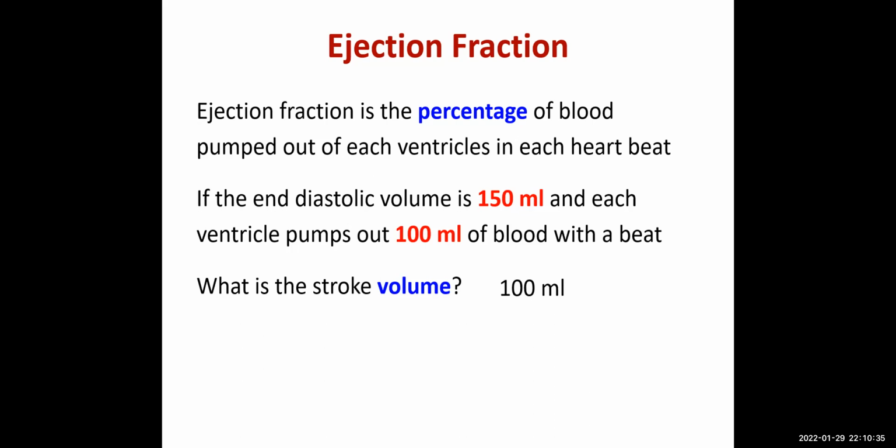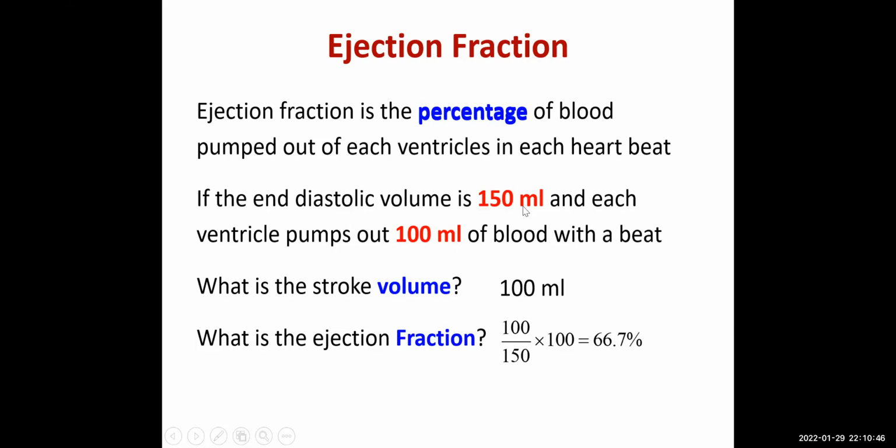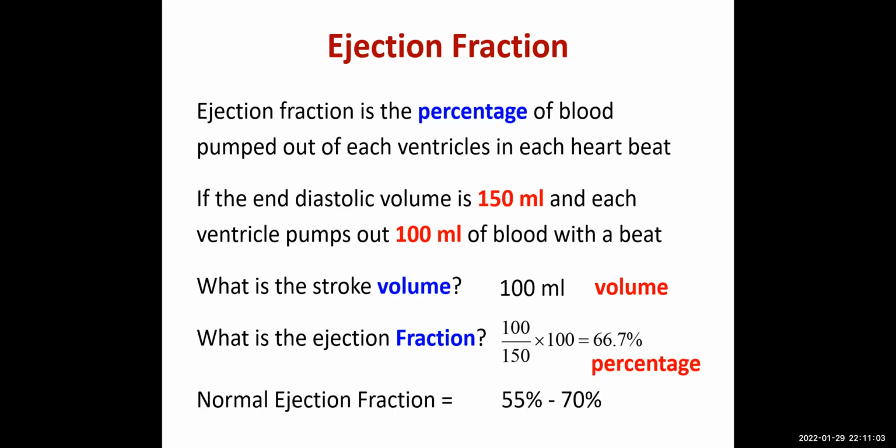But if I ask you to calculate the ejection fraction from diastolic volume and stroke volume, what you will do is divide the stroke volume 100 by 150 and then take a percentage, multiply it by 100. So it is 66.7%, which is normal. I said that 55 to 70% is normal. So stroke volume is a volume and ejection fraction is a percentage, right?